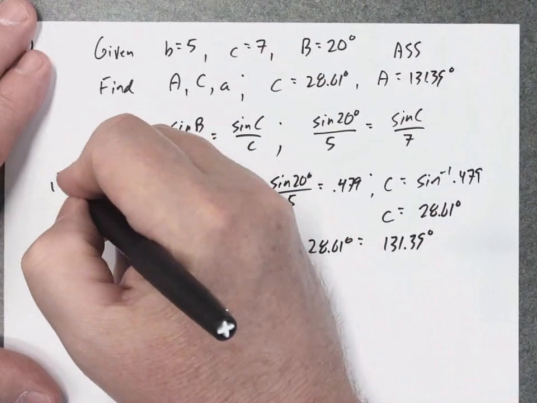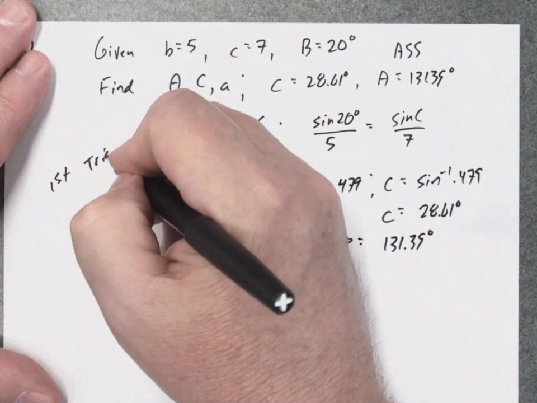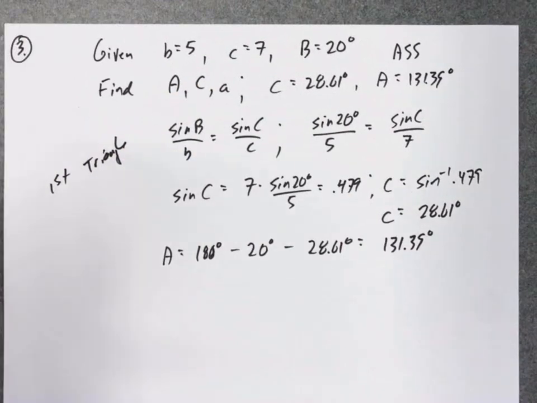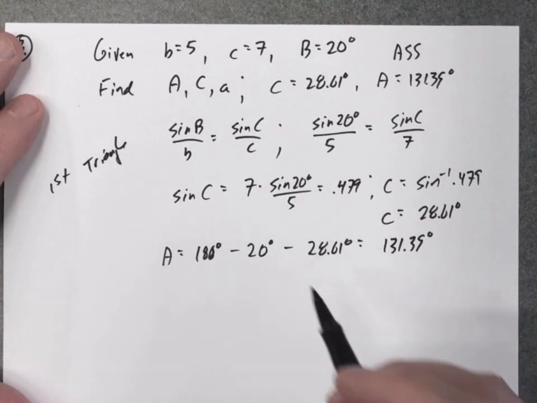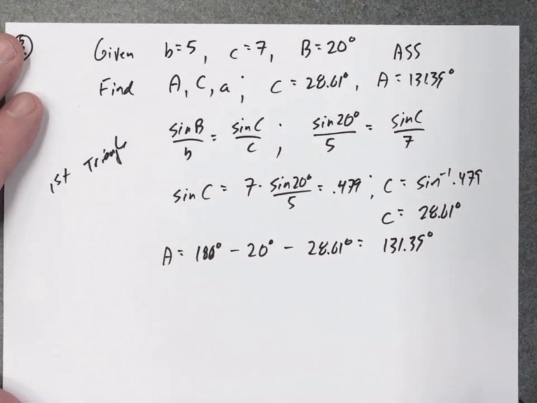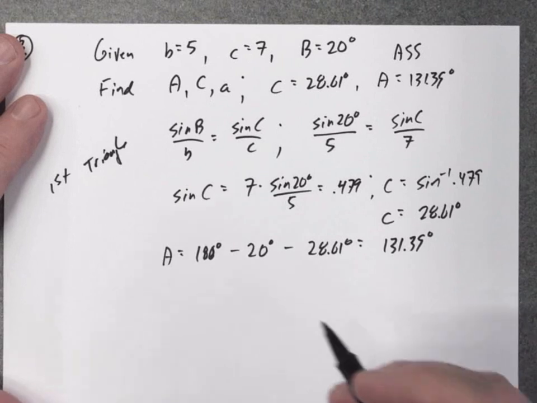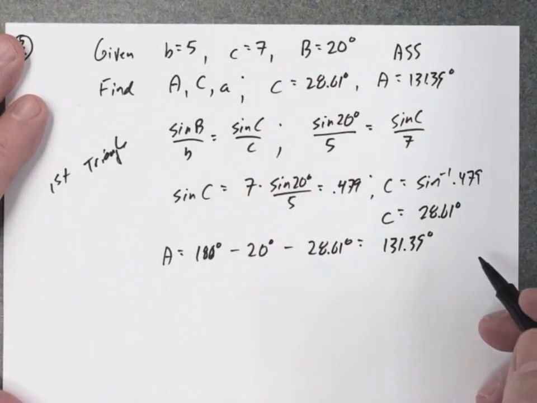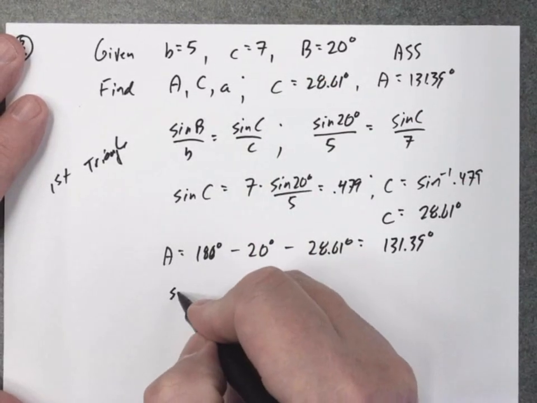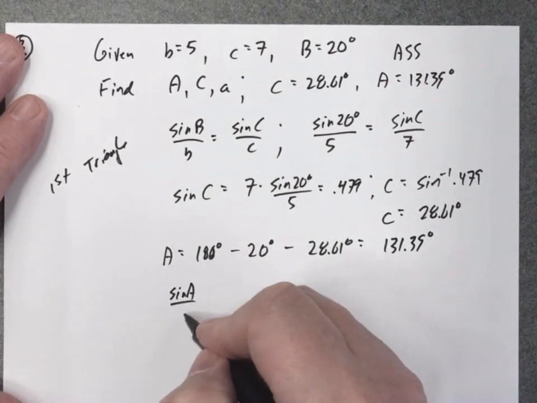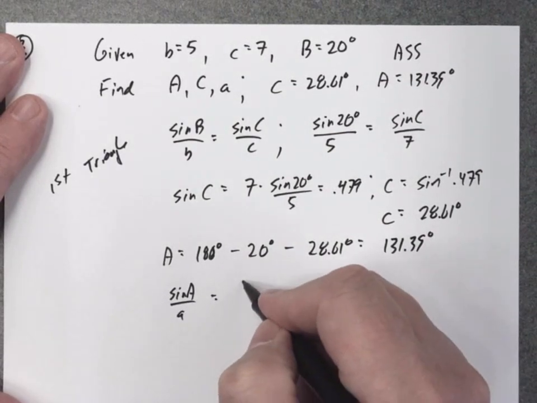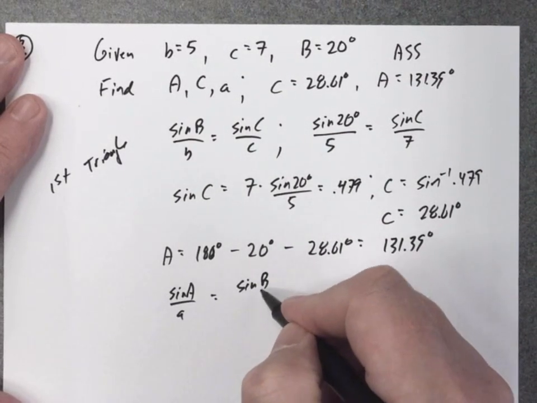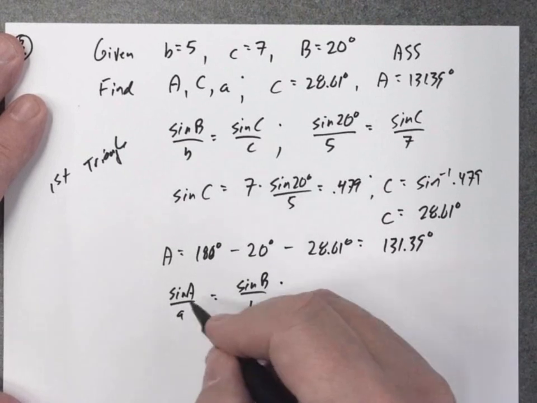So to make this clear again, this is really my first triangle. There could be 2 triangles. Right now we're working on the first triangle. The last thing left is side A. So let's go ahead and use law of sines. I'll group B and A. So the sine of angle A over A, the sine of angle B over B.